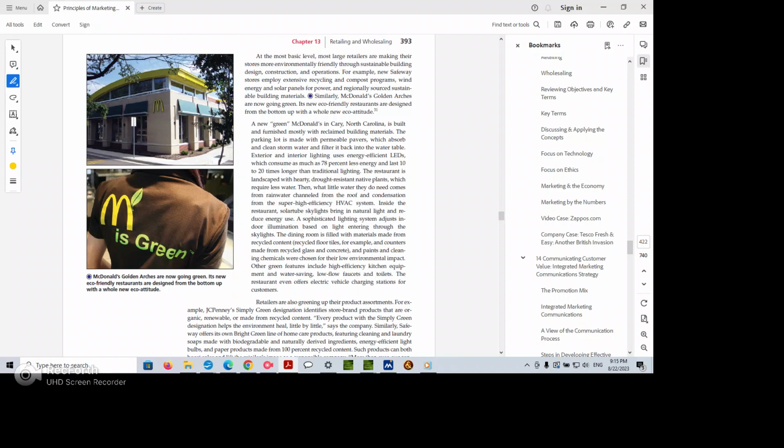Okay, now you might ask yourself, how do they do it? At the most basic level, more large retailers are making their stores more environmentally friendly through sustainable building design, construction, and operations. Okay. For example, Safeway stores now employ extensive recycling and compost programs, wind energy and solar panels for power, and regionally sourced sustainable building materials.